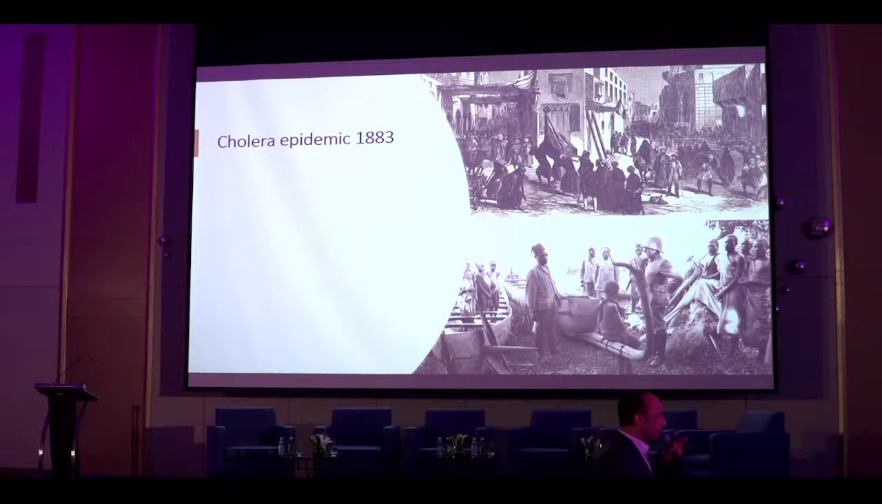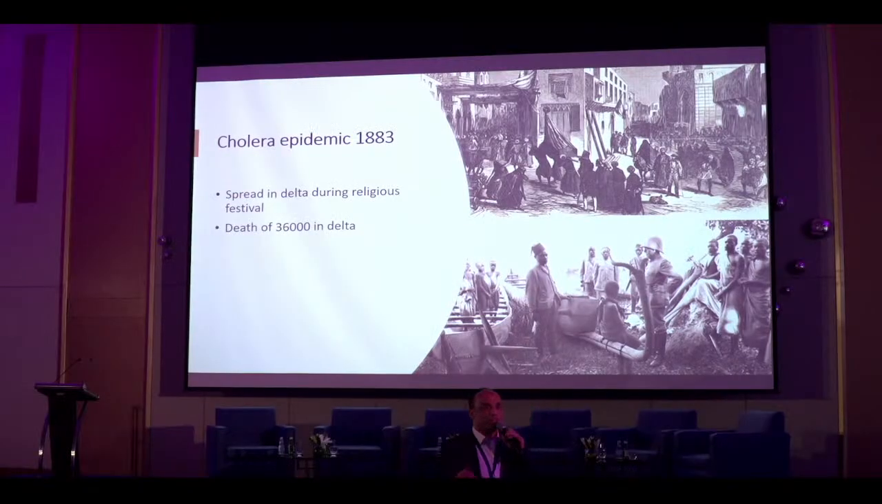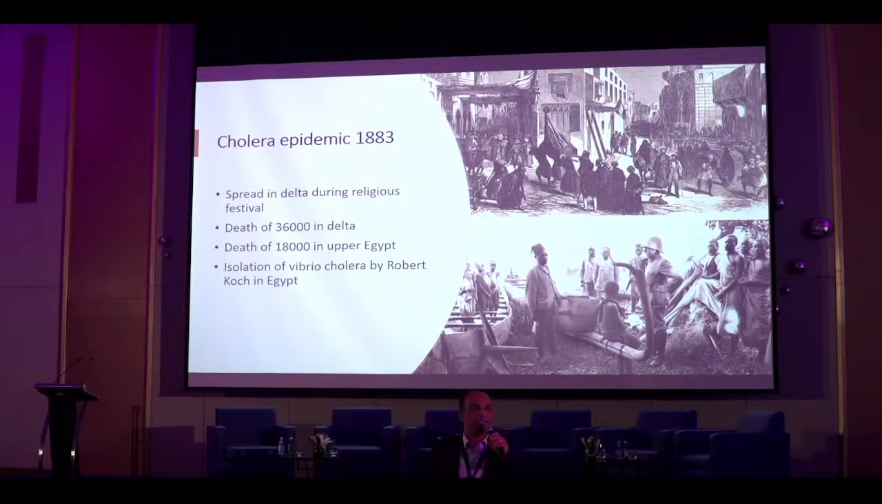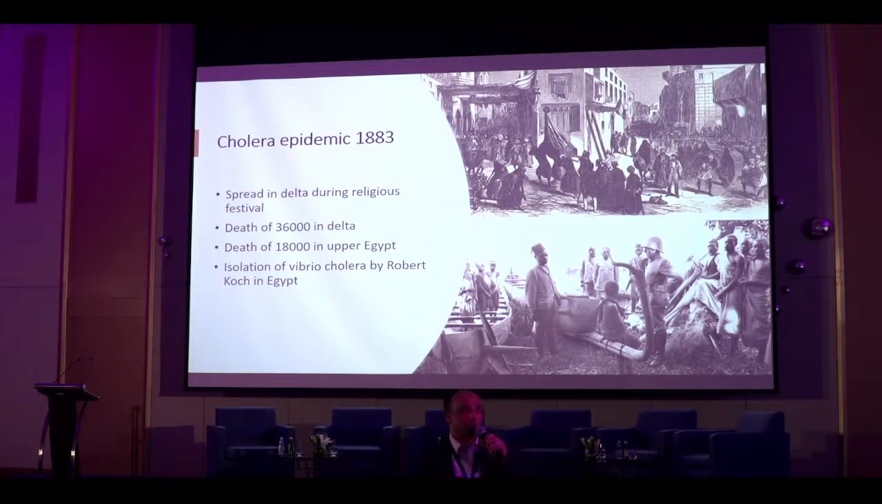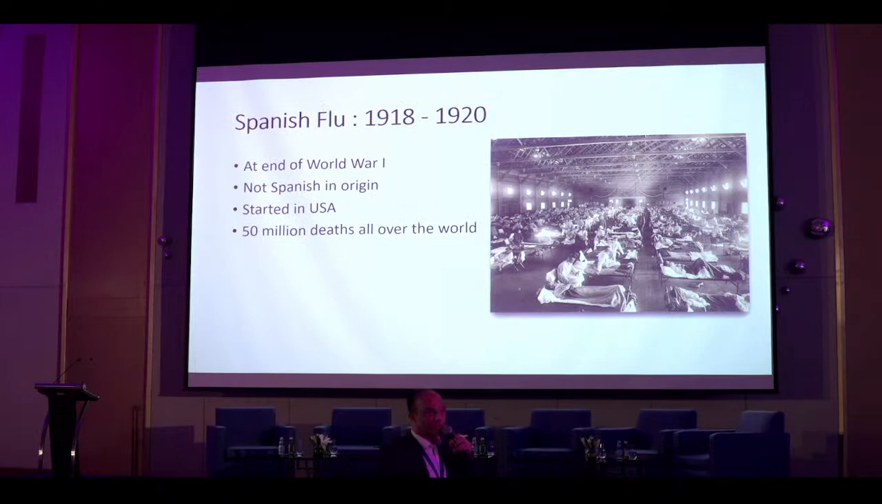Cholera comes with a lot of people who are crowded. And this happened in Egypt, in the Delta, during a religious festival, Mulid Abul Mu'ati. It's a festival for a holy man in the Delta, which led to the death of 36,000 people in the Delta and 18,000 in Egypt. But the nice thing in this epidemic is that the isolation of Vibrio cholerae happened by Robert Koch in Egypt. When Robert Koch came to Egypt, he started to isolate the Vibrio cholerae from the Egyptian cases.